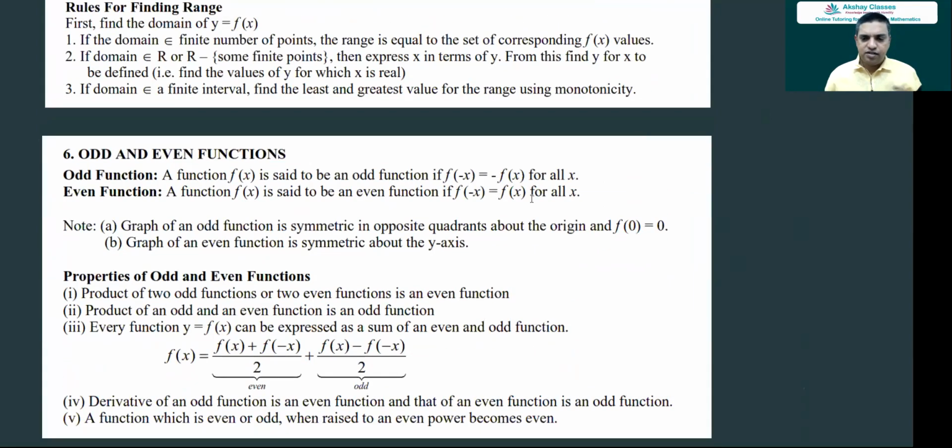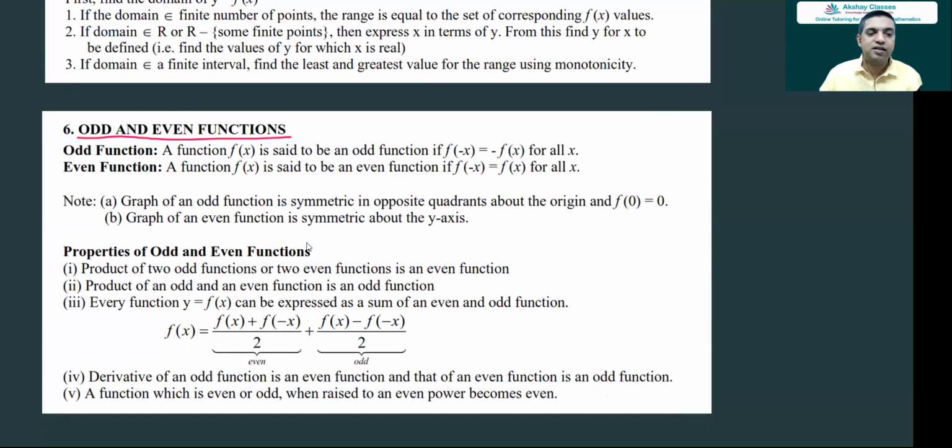Now, even odd functions, again, I'll explain graphically. A function is said to be odd if f of minus x is equal to minus of f of x. And a function f of x is said to be an even function if f of minus x is equal to f of x for all x.